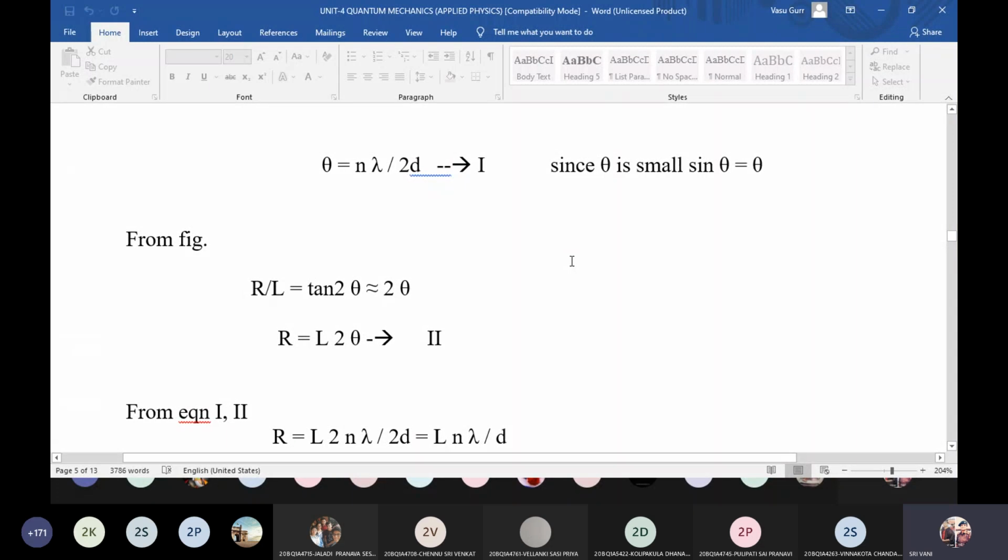So where we get this relation, that is D proportional to lambda, from the second diagram, that is opposite tan 2 theta is equal to opposite side, that is radius of the ring, by distance between the anode and the screen, that is L. From that, for very small angles, tan 2 theta becomes 2 theta. So R by L is equal to 2 theta. R is equal to L into 2 theta.